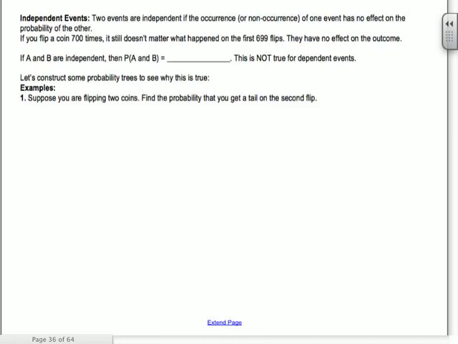All right, independent events. Two events are independent if the occurrence or non-occurrence of one event has no effect on the probability of the other. So that's kind of important. Let's talk about things that are not independent, things that are what we call dependent.